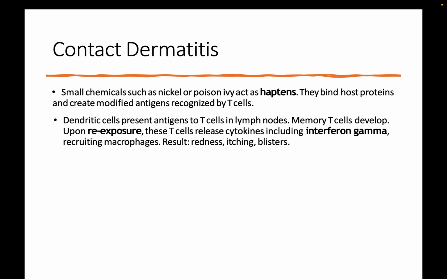This usually happens with nickel or poison ivy. Poison ivy and nickel act as haptens. Haptens are molecules that bind to host proteins and, for some reason, make these self-proteins much more identifiable. They are taken up by dendritic cells much more readily, and this creates a T-cell response against them.